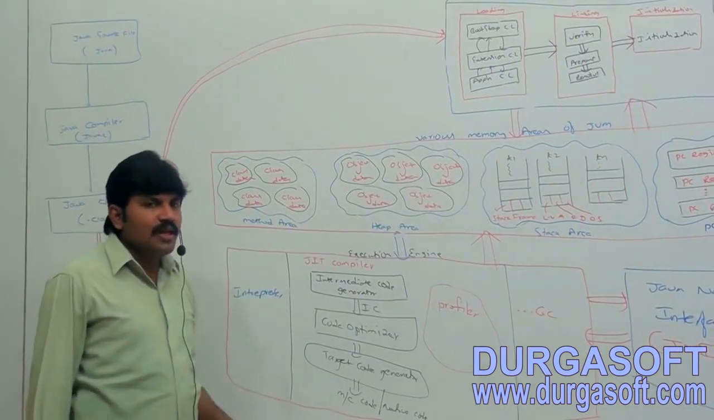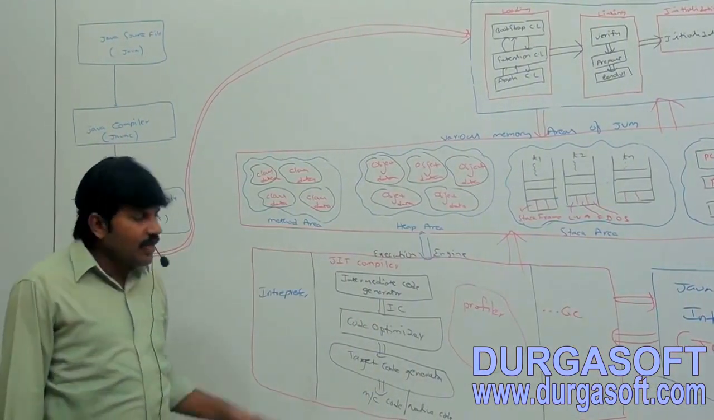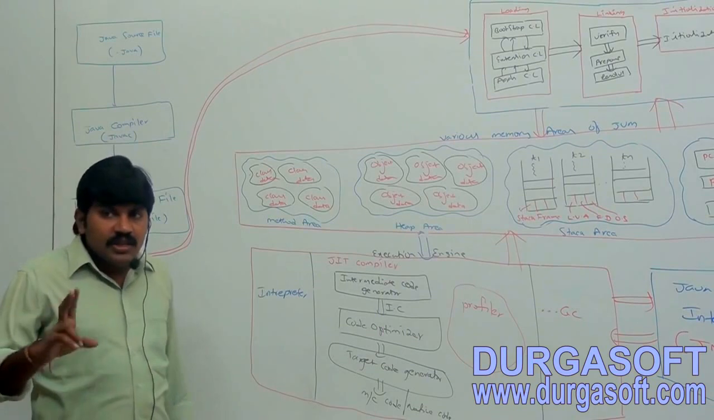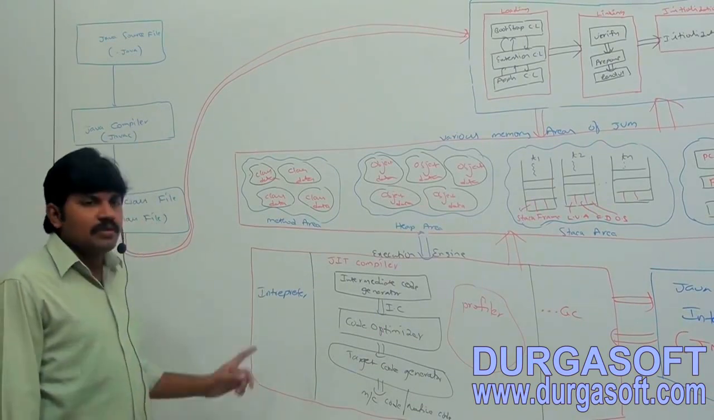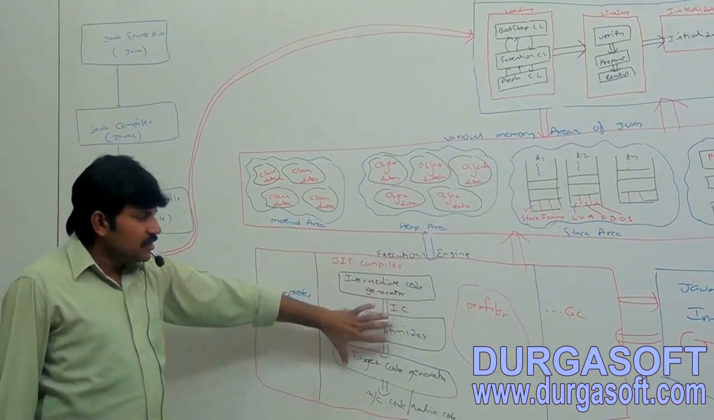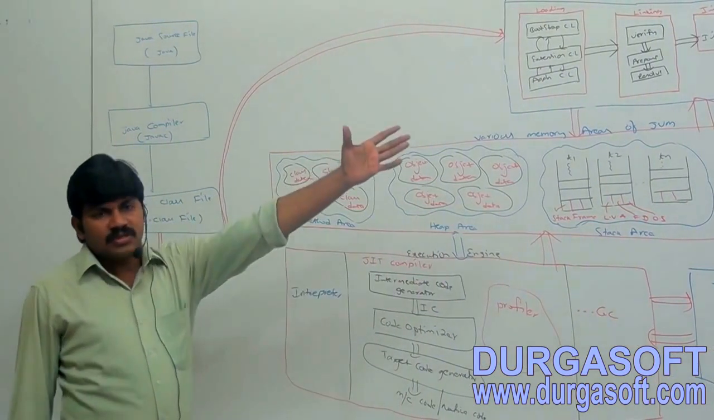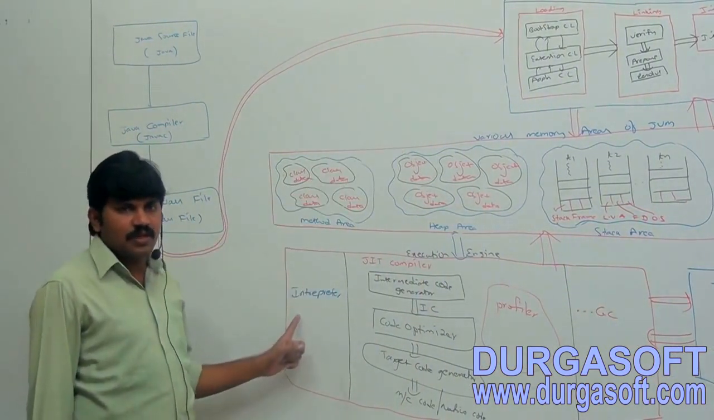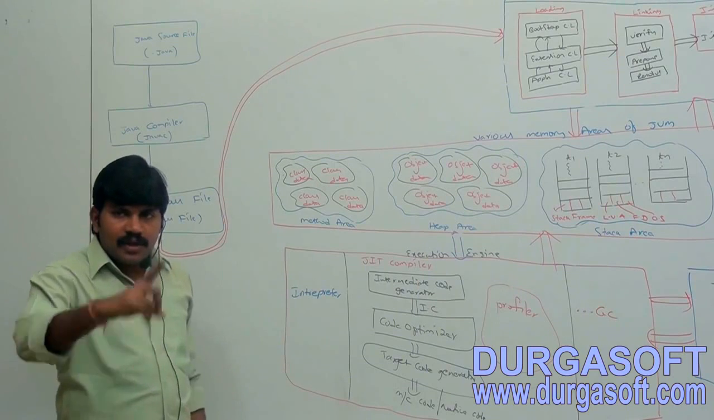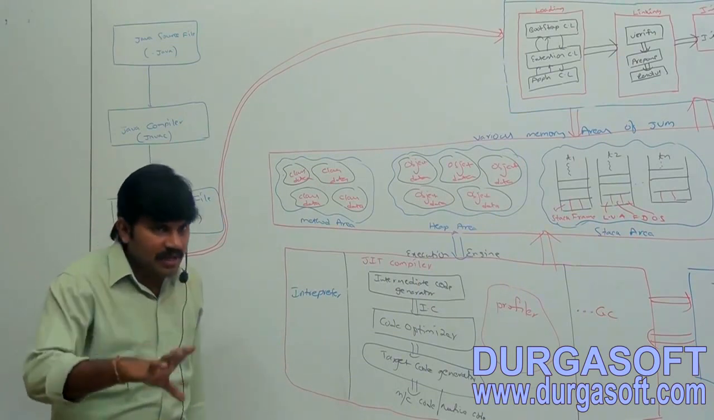Sir, the .class file is loaded. Now, who is responsible to execute our .class file? Execution engine. Execution engine contains how many parts? Interpreter, next JIT compiler, and there are some more parts. Interpreter is responsible to read, interpret and execute the Java program line by line.